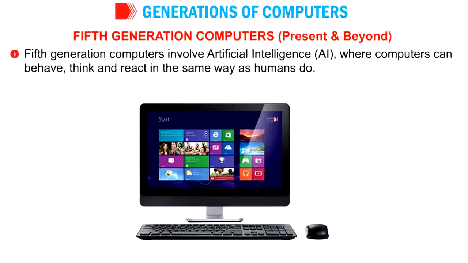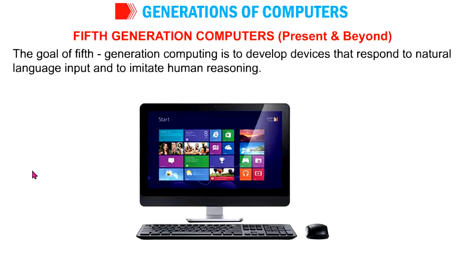The last one is fifth generation computers. That means present to beyond later. Fifth generation of computers involved AI, artificial intelligence, where computers can behave, think and react in the same way as humans do. And Cray 300 is an example of supercomputers in this fifth generation of computers.